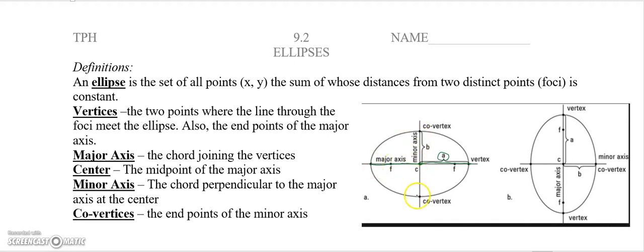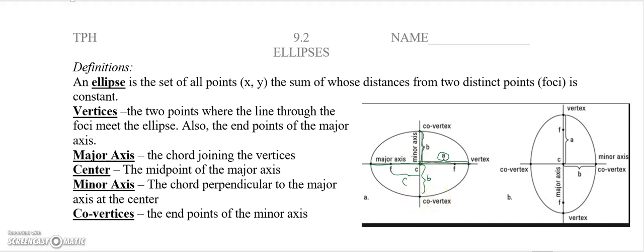The minor axis is the shorter axis, and you have the co-vertices, or the endpoints of the minor axis. And these 2 axes will be perpendicular, and they will go through the center. So some other distances we have is the distance from the foci to the center is called C, and then the distance from the center to the co-vertices is B. So we have A is from the center to the vertex, C is from the center to the foci, and B is from the center to a co-vertex.